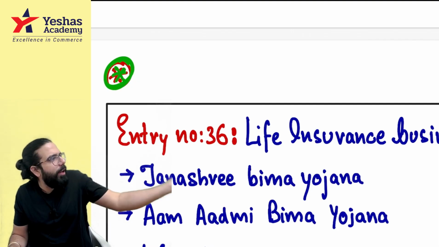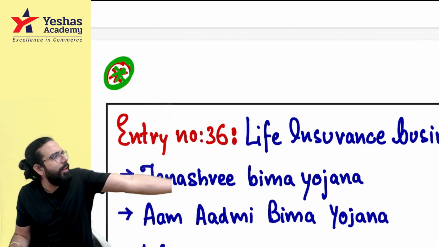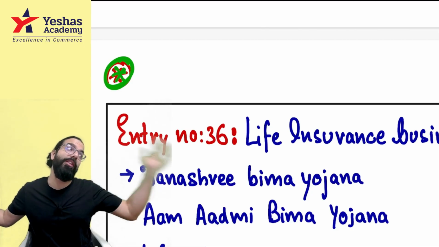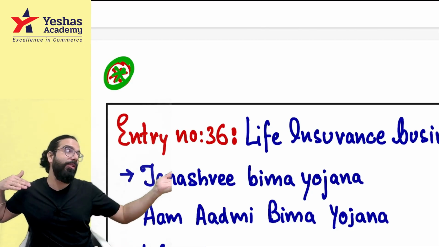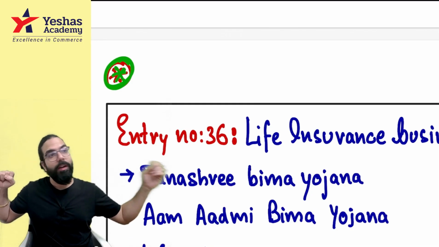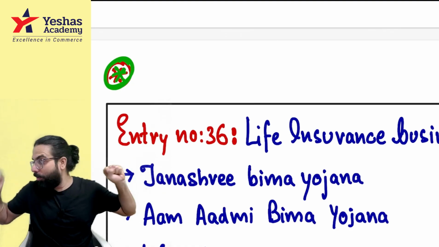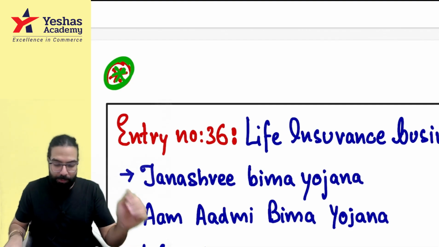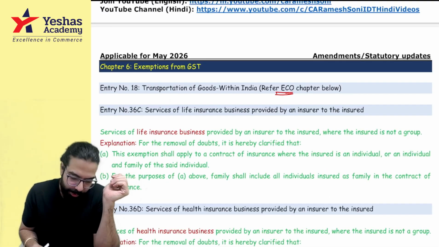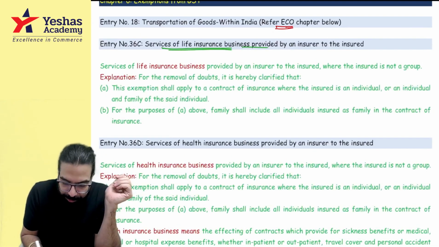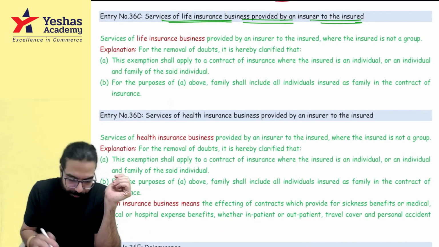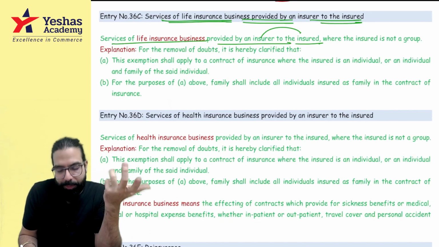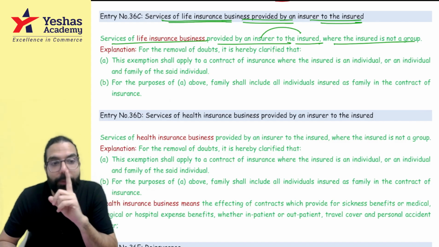Yes. So if I give life insurance, if I sell health insurance, reinsurance service is also exempted. It means if reinsurance of insurance is done, life insurance reinsurance done, no GST. Both pay no GST. Life insurance also, reinsurance also. Health insurance done, reinsurance also no GST. That's all. So they have told over here, see, services of life insurance business by an insurer to the insured. Services of life insurance provided by insurance company to you, basically, where the insured is not a group. Baba, it should not be a group.